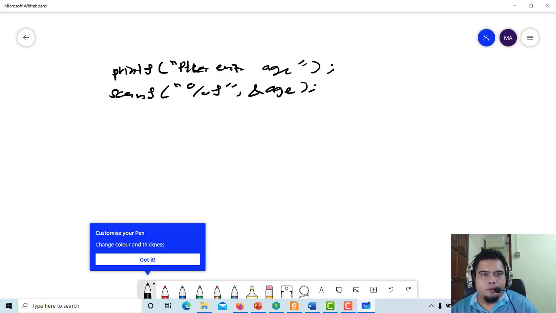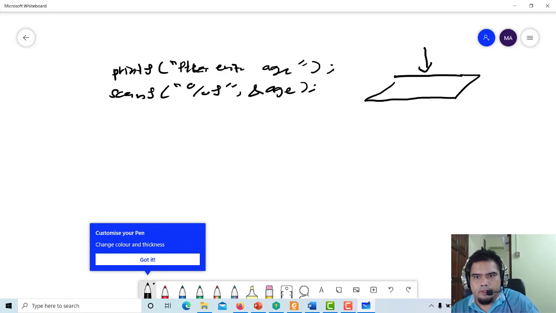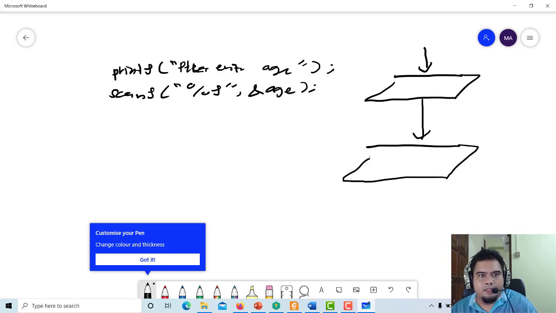Okay, if I want to draw the flow chart of this instruction, then I need to draw something like this. You have one trapezoid there, and then you have another trapezoid. Why are there two trapezoids? Because print here is output, scan is input. Here you can directly write print please enter age, and then here you can write read age.